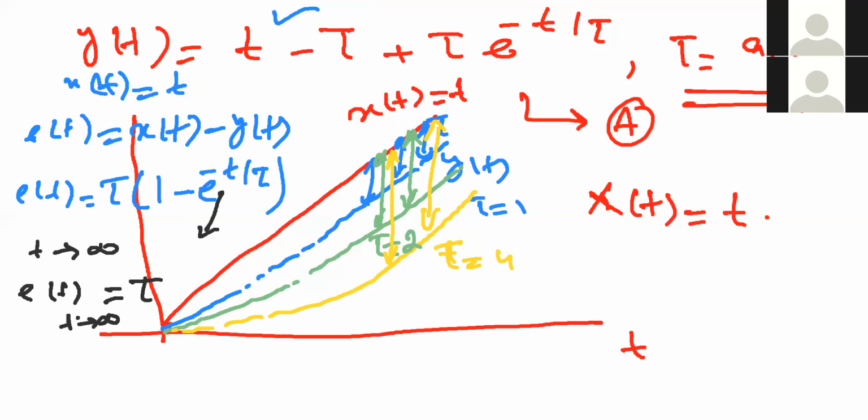Such a signal is used to find the steady state error in the system. As the time constant increases, steady state error also increases. Moreover, the smaller the time constant, the smaller the steady state error due to the input ramp function, which is shown as the red line over here.